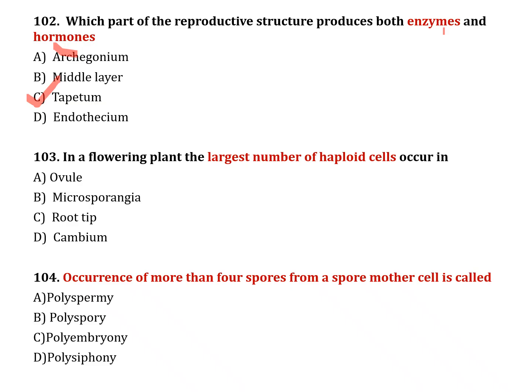The next question, number 103. In a flowering plant, the largest number of haploid cells occur in: option A, ovule. Option B, microsporangia. Option C, root tip. Option D, cambium. Correct answer is option B, microsporangia. The next question, number 104. Occurrence of more than 4 spores from a spore mother cell is called: option A, polyspermy. Option B, polyspory. Option C, polyembryony. Option D, polysiphony. Correct answer is option B, polyspory.